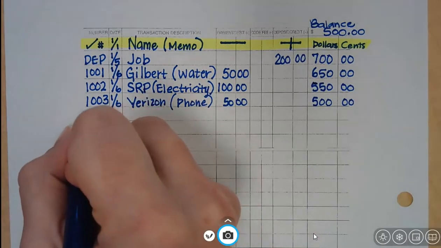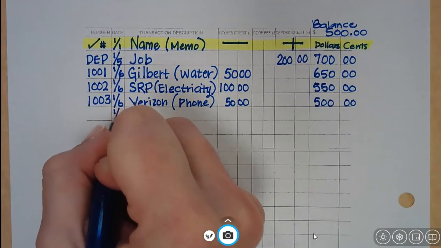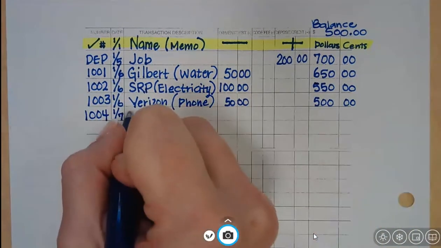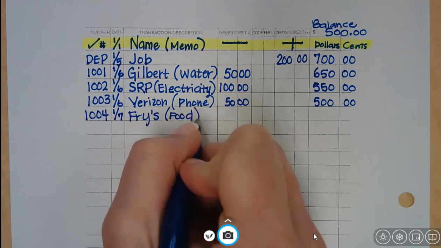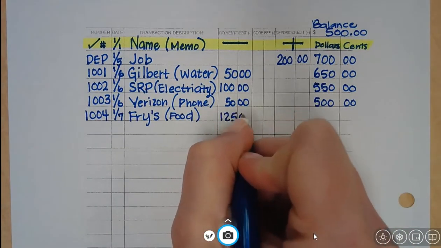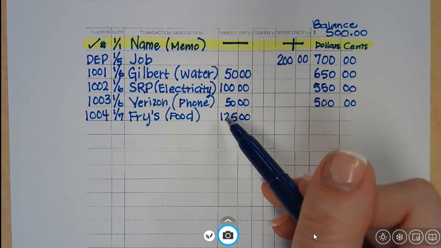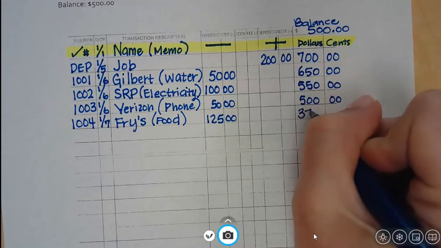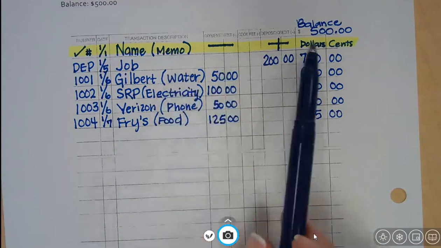Okay, but I haven't even paid for anything like food yet. So I'm gonna go grocery shopping the next day, and I pay a check to Fry's, and we're just gonna call it food. You could put groceries or something like that. And I'm gonna buy groceries for a week or so and subtract this amount. So 500 minus the 100 would be 400, and subtract 25 more would be 375.